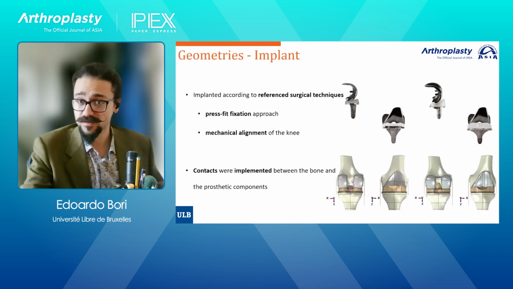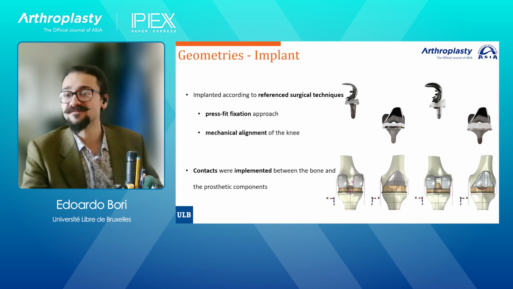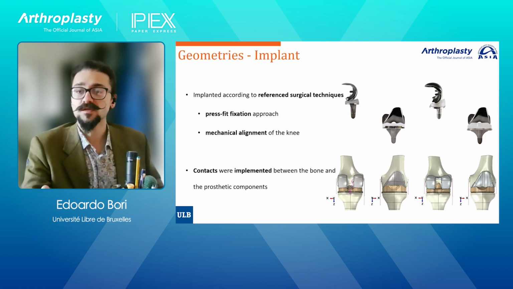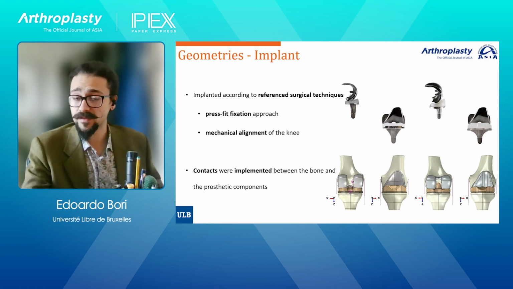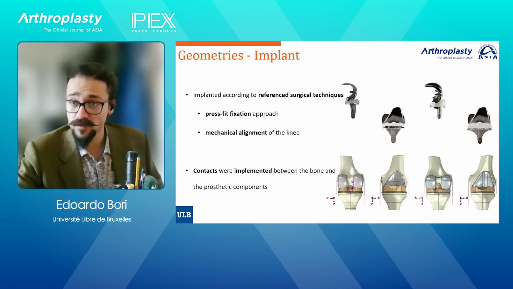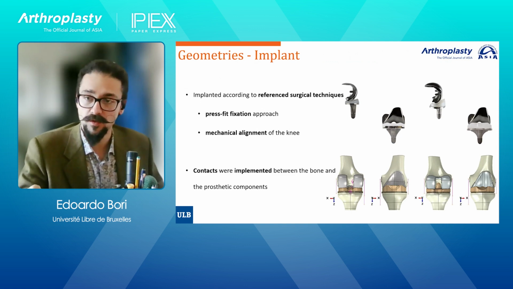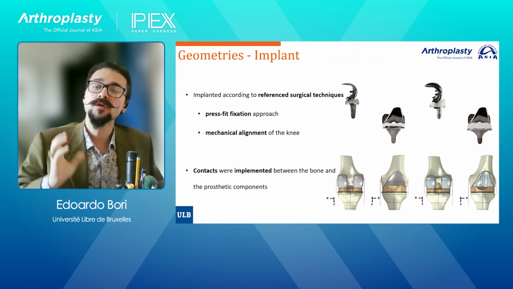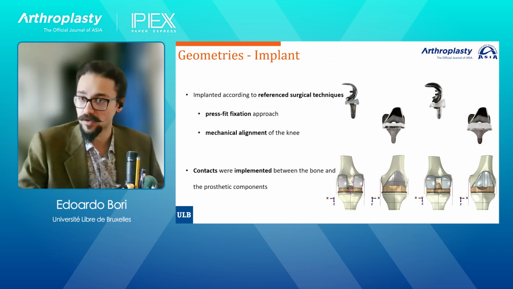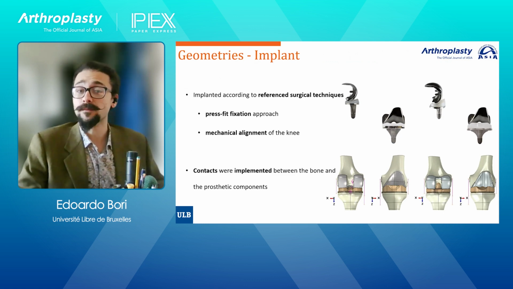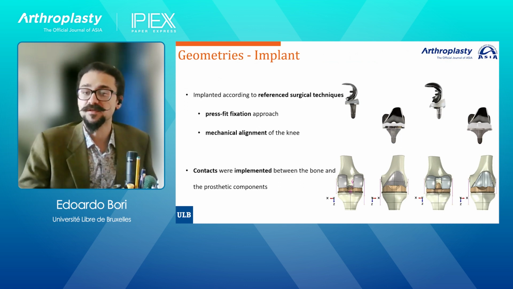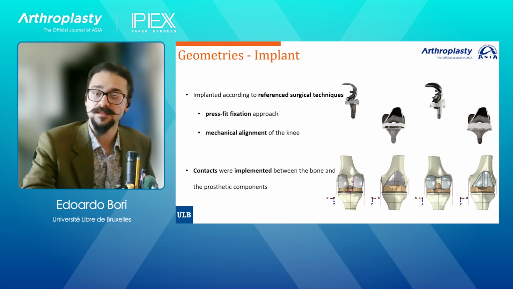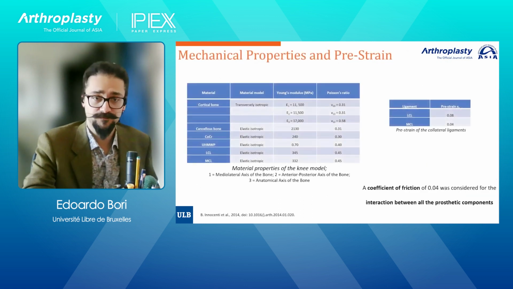So we defined the prosthesis. Now we have to perform the virtual surgery. We took the prosthesis, and we selected a press fit approach and a mechanical alignment. Then we proceeded by performing the cuts in the bone model that we obtained, and we positioned the implant accordingly. Since we proceeded with a press fit approach, we also implemented a series of contacts to represent this surgical approach.